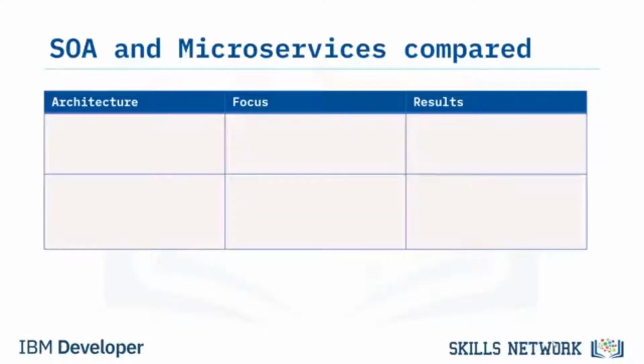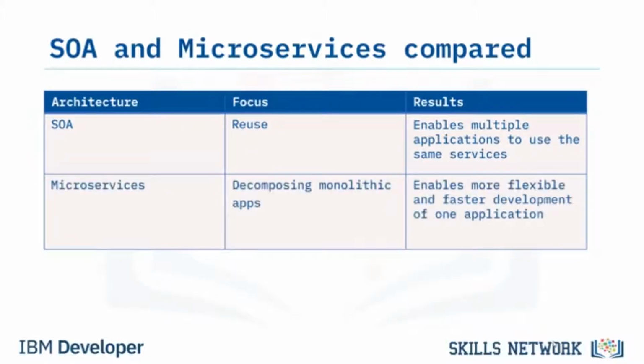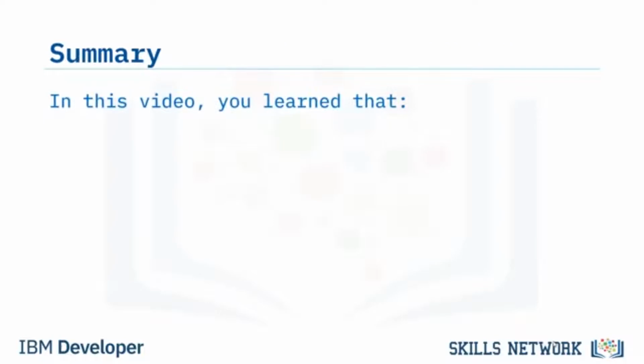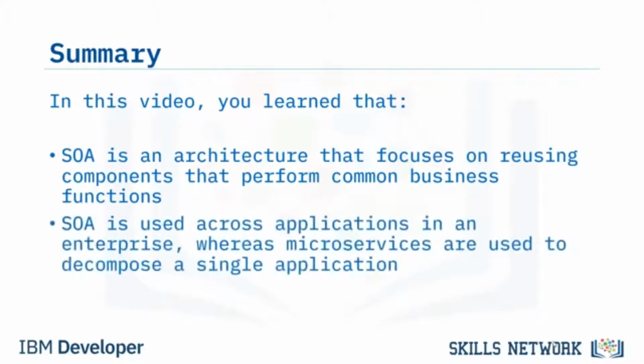To summarize the differences, SOA focuses on reusing existing application components, resulting in multiple applications across an enterprise using the same services. Microservices focus on decomposing monolithic apps into smaller services, which results in more flexible and faster development of individual applications. In this video, you learned that SOA is an architecture that focuses on reusing components that perform common business functions, and that SOA is used across applications in an enterprise, whereas microservices are used within an application.